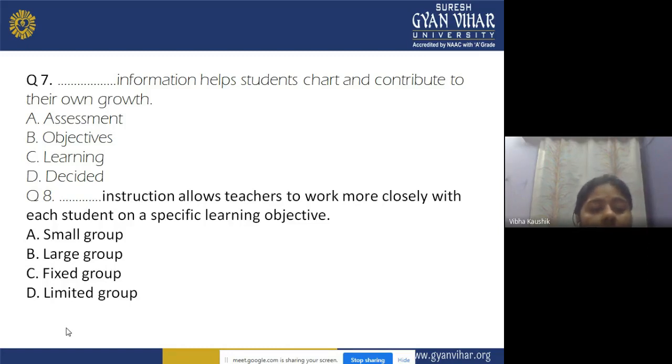Now the eighth one: dash instruction allows teachers to work more closely with each student on a specific learning objective. Which strategy allows this? A, small group, when a teacher is teaching a group of 2 to 4 students. Large group, when a teacher is teaching 80 to 90 students in a class. Fixed group, where the number of students is 60. Limited group means a group of 50 students. So the correct answer is option A, small group.